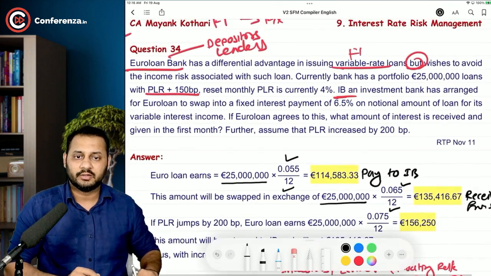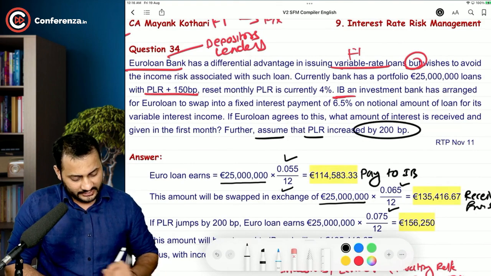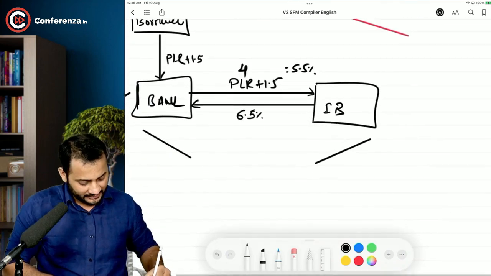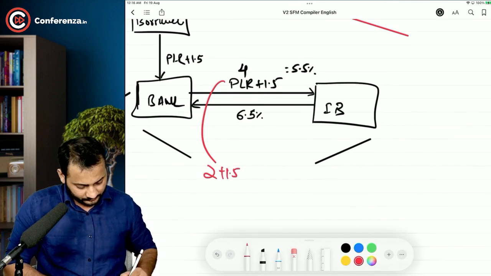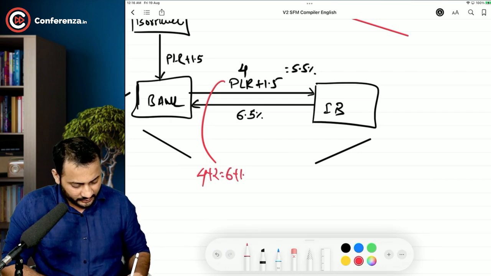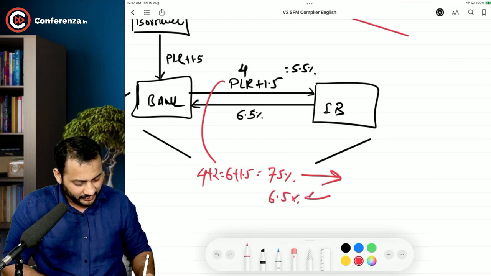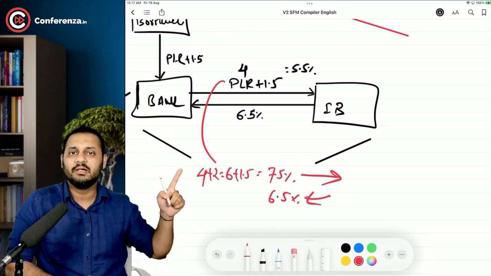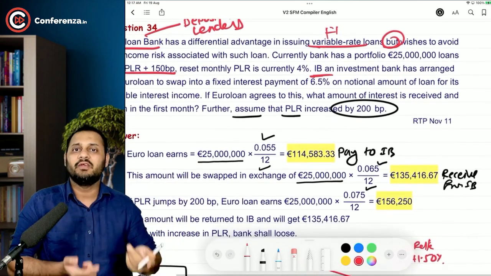Now, second part. Further, assume that PLR increased by 200 basis points. If the PLR increases by 200 basis points, what will happen, sir? PLR increases by 200 basis points, 2 plus 1.5, sorry. Increases means right now it is 4, it will become 6. So 6 plus 1.5, that means 7.5% we will have to pay, and 6.5% we will receive. There will be a loss. Why a loss? Because we were expecting a fall in the PLR, and actually the PLR went up, and that's why we will be at a loss.